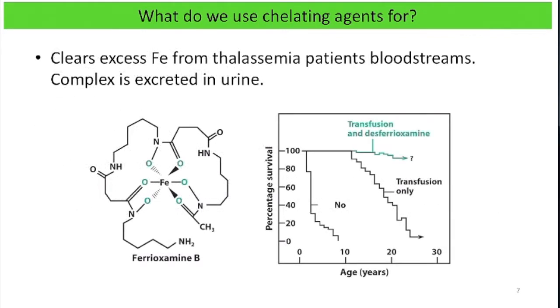So one example of chelation therapy is one that clears excess iron from patients' bloodstreams. It uses a ligand to react with the iron, which then clears it from the patient's bloodstream. Without any therapy, without any intervention, this disease can result in death before the age of 10.